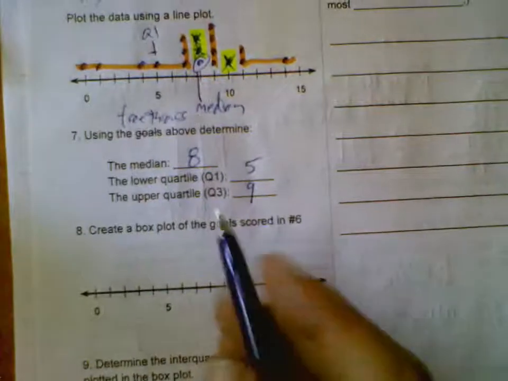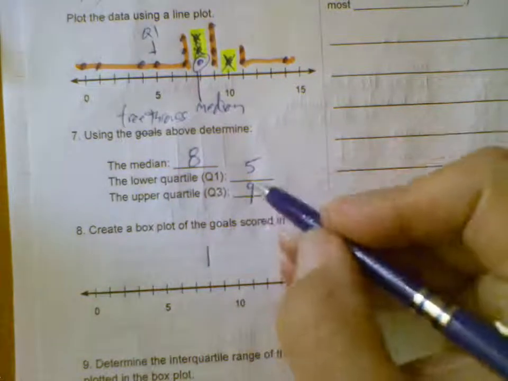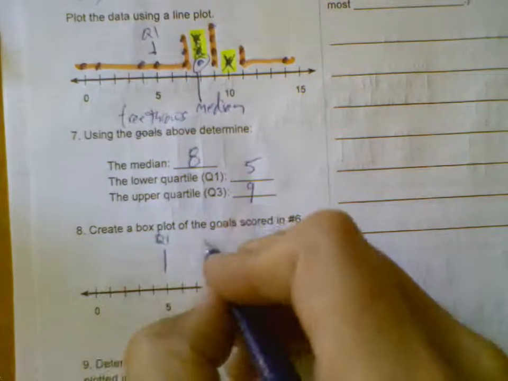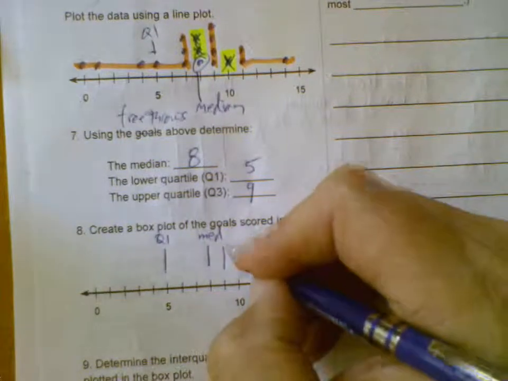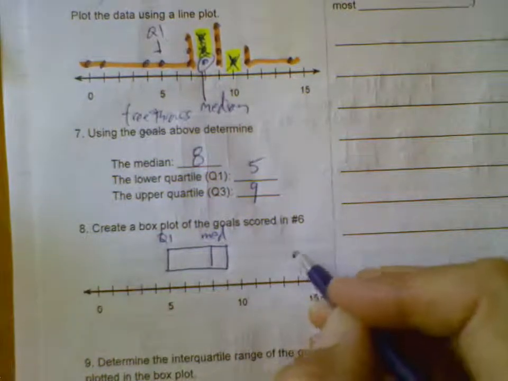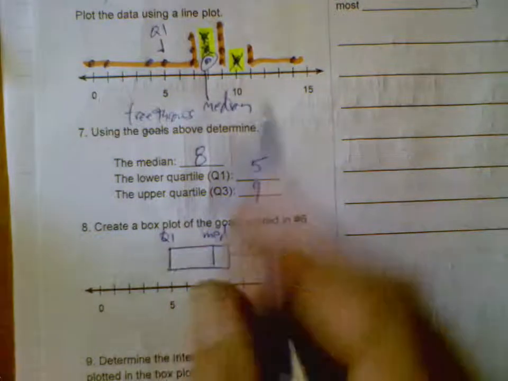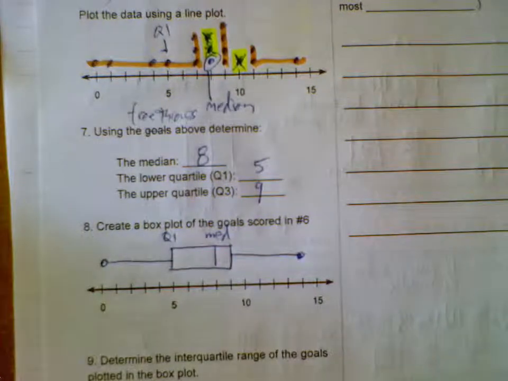So create a box plot. The box plot is going to have a median at 8. It's going to have a lower quartile of 5, Q1. So here's my Q1. Here's my median. My Q3 is right here at 9. So here's my box, the middle 50%. And then my upper is 14, and my lower is 0. So there's the box plot.